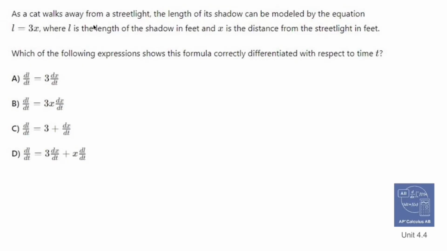As a cat walks away from a streetlight, the length of its shadow can be modeled by the equation L equals 3x, where L is the length of the shadow in feet and x is the distance from the streetlight in feet. Which of the following expressions shows this formula correctly differentiated with respect to time t? Now this is the introduction to related rates. We're going to write out our formula L equals 3x, and then we're going to differentiate both sides with respect to t. So we're going to d/dt both sides.